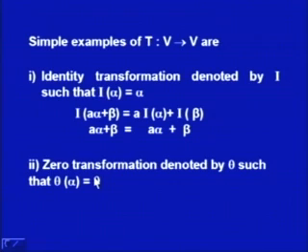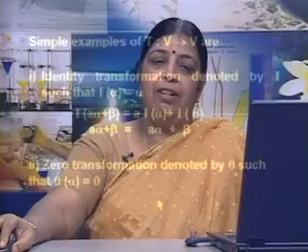Another simple example is the zero transformation. We denote it by theta and we define it such that theta of alpha is equal to 0. That means every alpha in this vector space V will map to theta, the additive identity. So, this is a zero transformation. Also, every vector alpha will map to 0. So, this also satisfies the linear property, which can be very easily proved, and that means that it is a linear transformation.